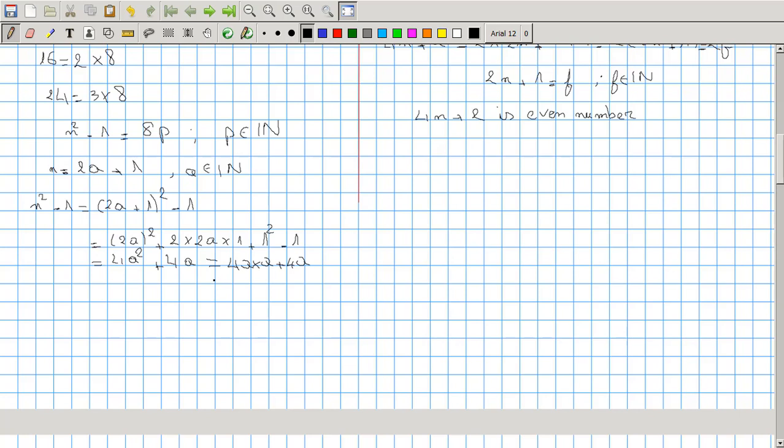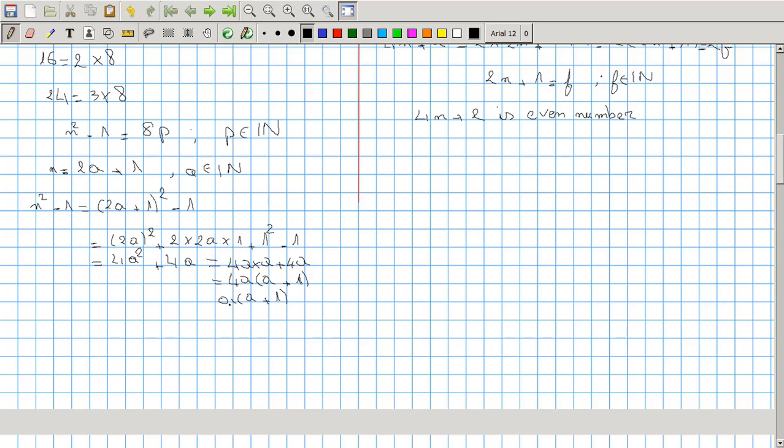We can factor by 4e. 4e times e plus 1. So we get 4 times e times (e plus 1).